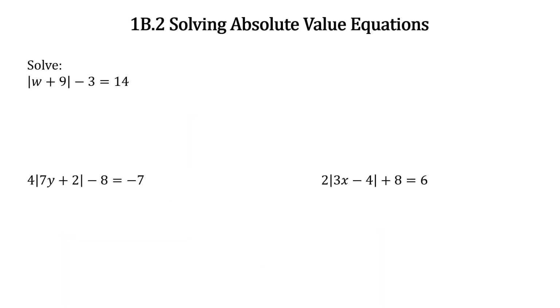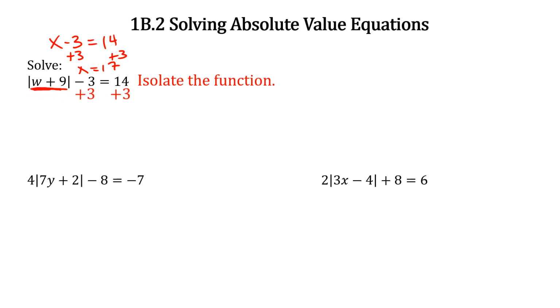Okay, so let's step it up a bit. You can't start doing the stuff we were doing until the absolute value is by itself. You must always isolate the function. This is going to happen throughout the year. If I just said x minus 3 equals 14, most of you know you're going to add 3 to both sides and get x equals 17. We're going to do the same thing here, but now we're just leaving this. Do not touch this until it's by itself. So I'm going to add 3 to both sides.